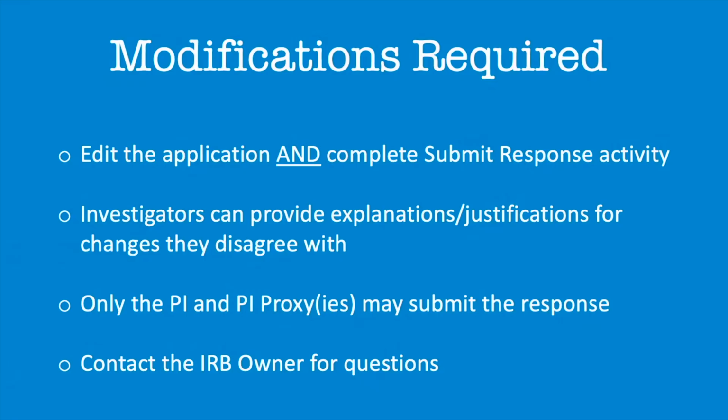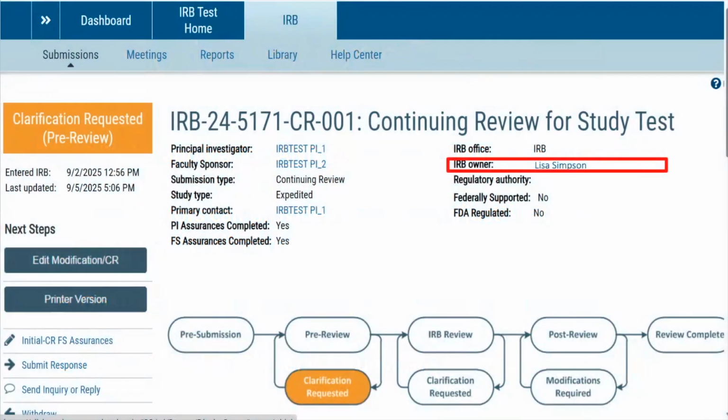Only the PI and anyone who has been designated as a PI proxy in BruinIRB will have access to the Submit Response activity and can submit the response. If you are unsure about any of the requested changes or request for clarification, please contact the IRB owner assigned to your submission. The IRB owner can be located near the top right-hand corner of your study's main page. You can select their name in blue and their contact information will appear.